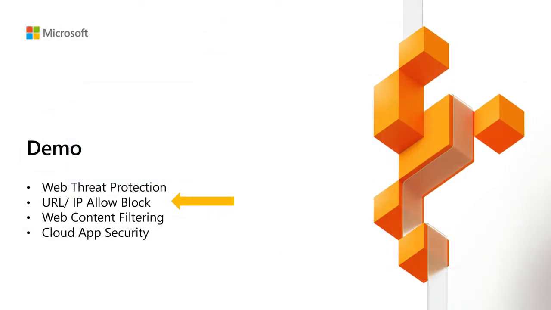All right, so now let's talk a little bit about URL IP allow block. Up to this point, security is there on the platform, you're protected. But now, if you want to fine tune, let's say you have your own intel, or there are certain URL or IP addresses that you want to block, we want to give you that control to be able to do that as well. So let's take a quick look.